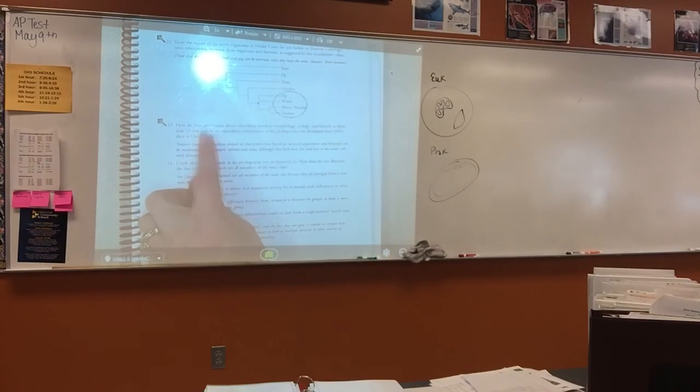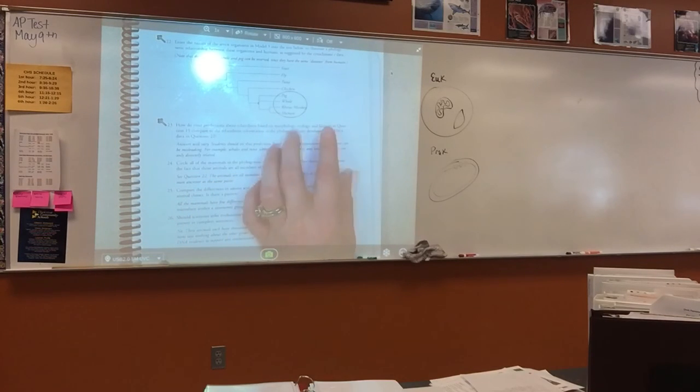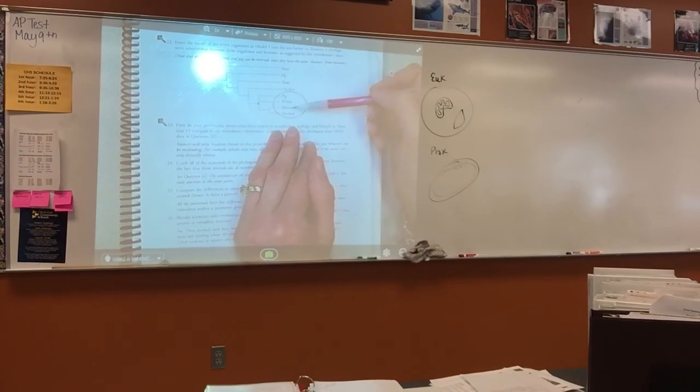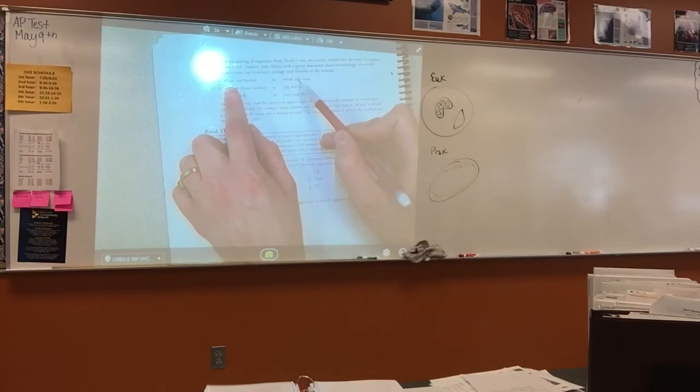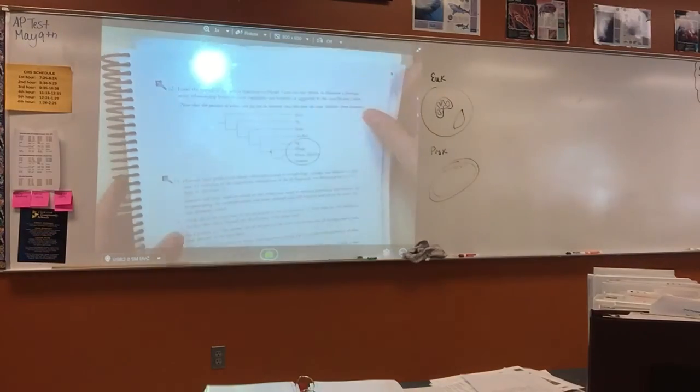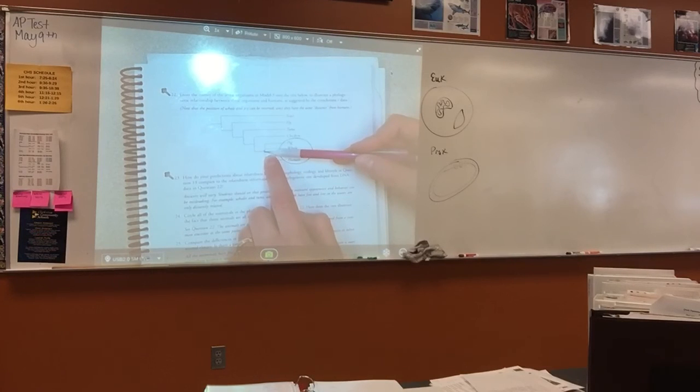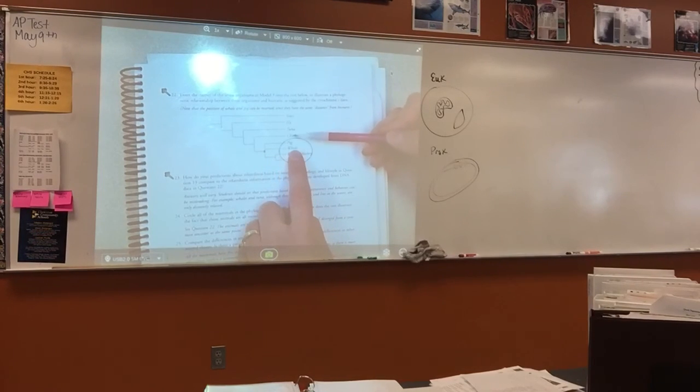Question 23 says, how do your predictions about relatedness based upon morphology, ecology, and lifestyle compare to the relatedness information developed from the DNA data or the cytochrome C data in question 22? Going back to the example I used, somebody might say the whale and the human would have the most divergence, and the whale and tuna would be more similar based upon morphological features. But if we look at cytochrome C data, human and whales are more closely related than the whale and the tuna. They have a more distant common ancestor. So that question is just to show you that structural features may be misleading.